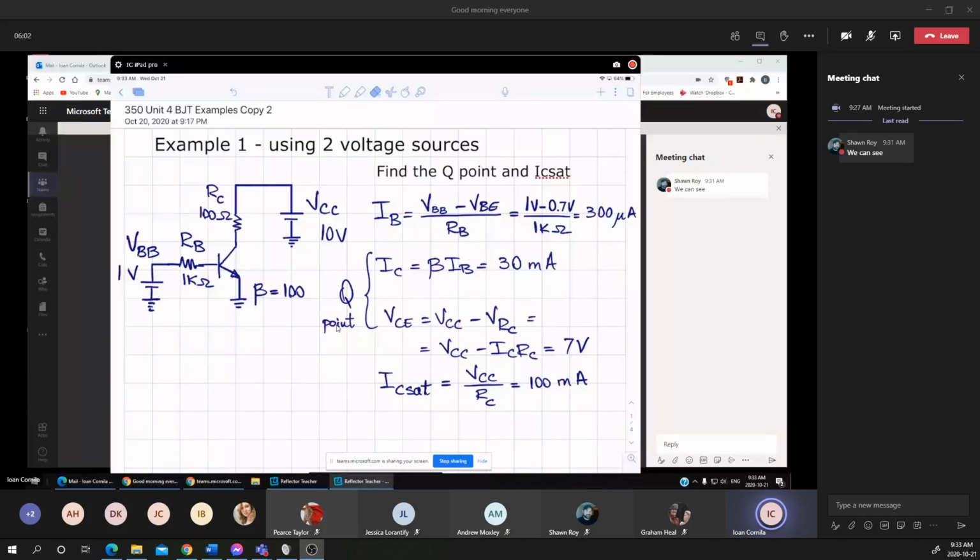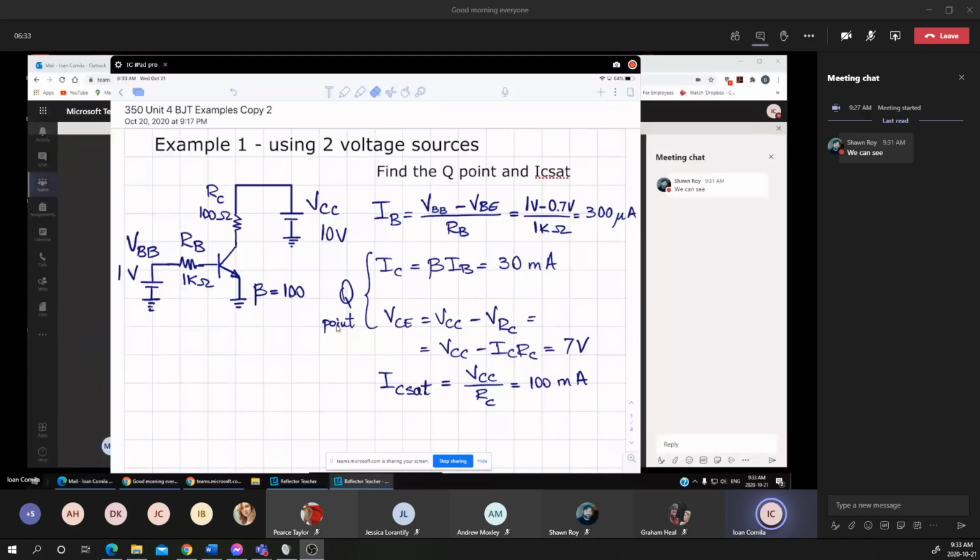Voltage sources. That's why I'm saying, the example 1, and I'm starting with having or using 2 voltage sources. One source is required to supply current or voltage to the collector of the transistor, and the other voltage, the VBB, is required to have the voltage applied to the base.